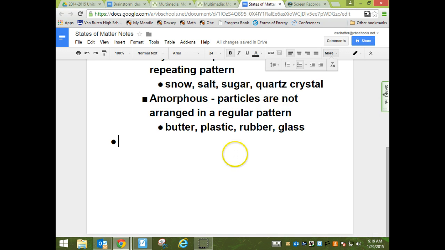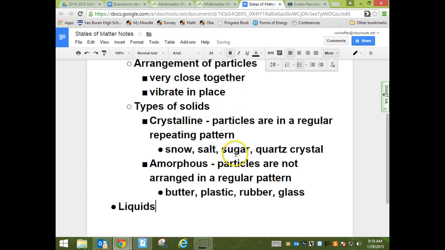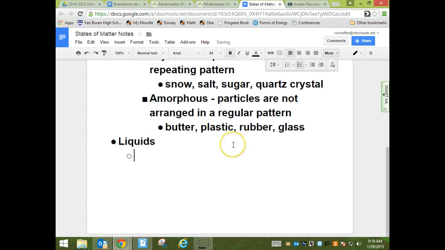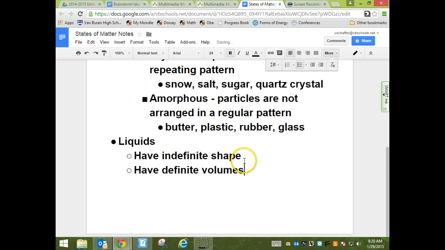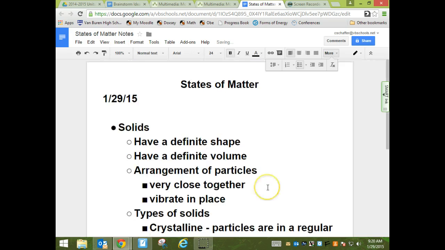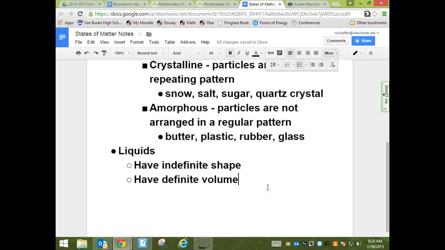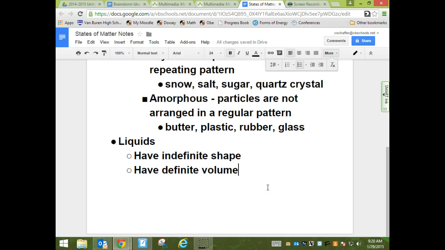So let's add that to our notes. Liquids have indefinite, or not the same, shape, and have definite volumes. Okay, let's move on here.